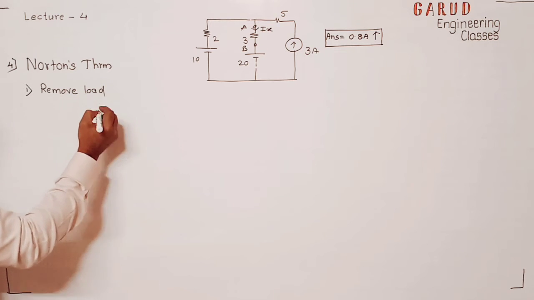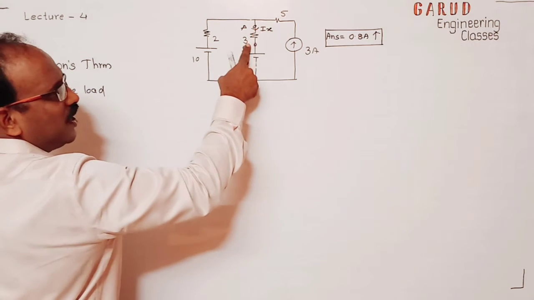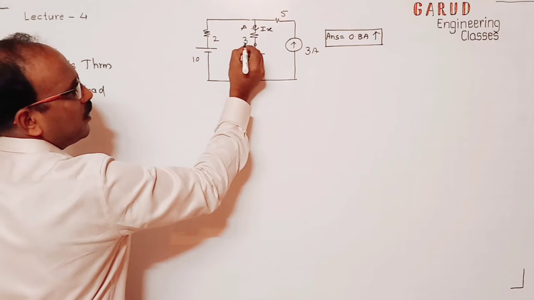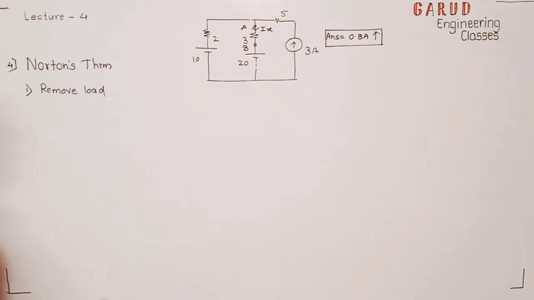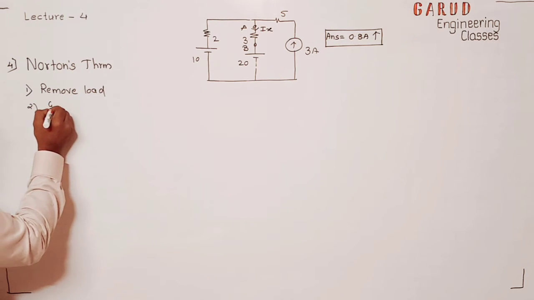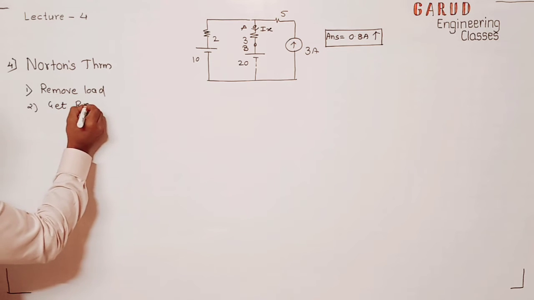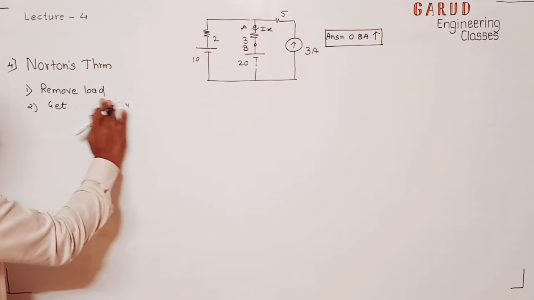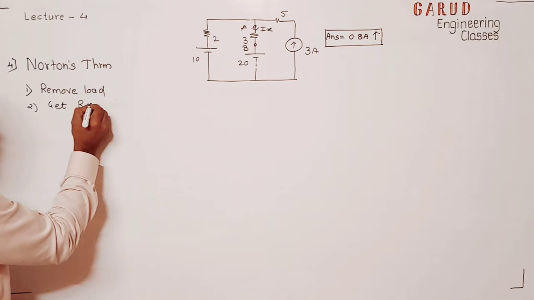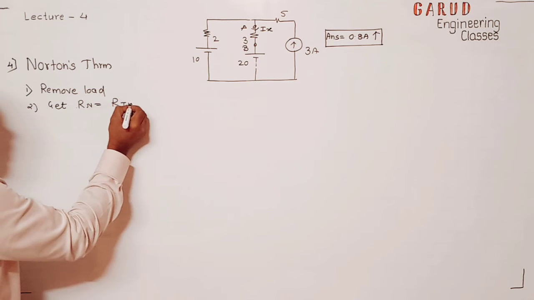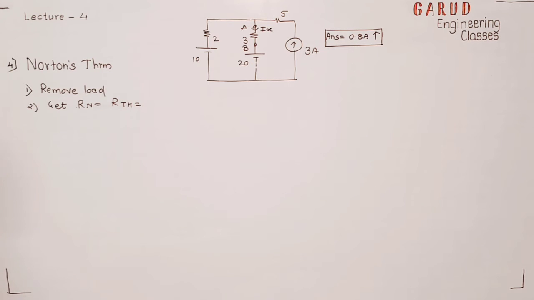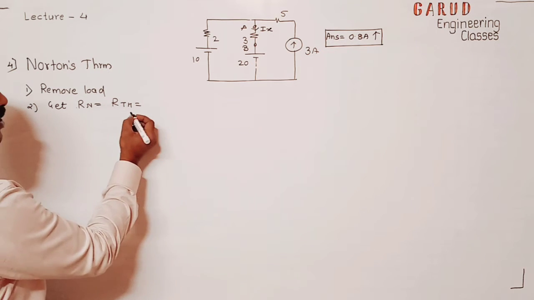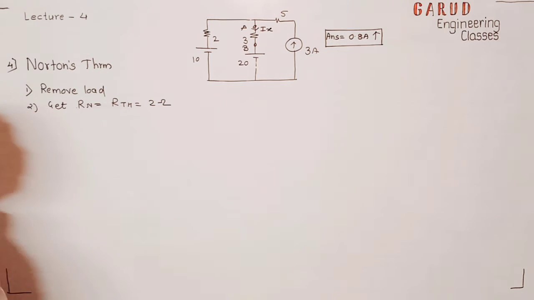What is the load? You want the current here, so we can remove the load. Remove that, then get RTH. I should say get Norton, but you know RTH and RNorton are the same. So again, I will not explain this. It is the same as in Thevenin's theorem. So it was 2 ohm.